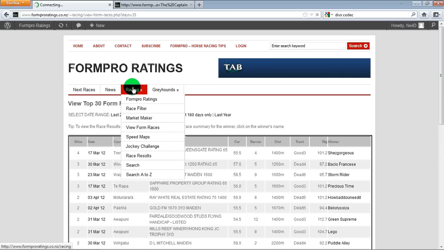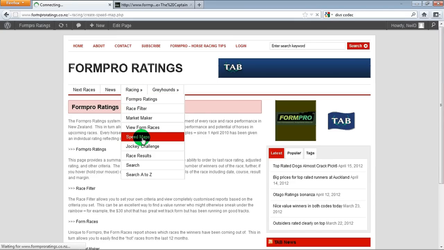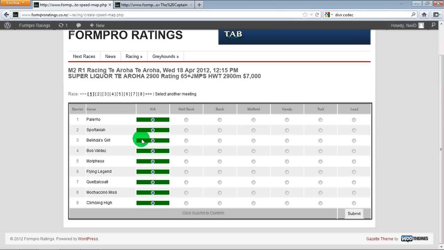Right. Easy. Go to speed maps. If you like making speed maps for yourself, you can go to a race and work out which horses will lead, settle in the trail, lead trail, settle handy, midfield, back, or well back. Okay, let's just do it for a simple one. Say Flying Legend will go forward with Morpheus. Palermo might settle handy from that draw.